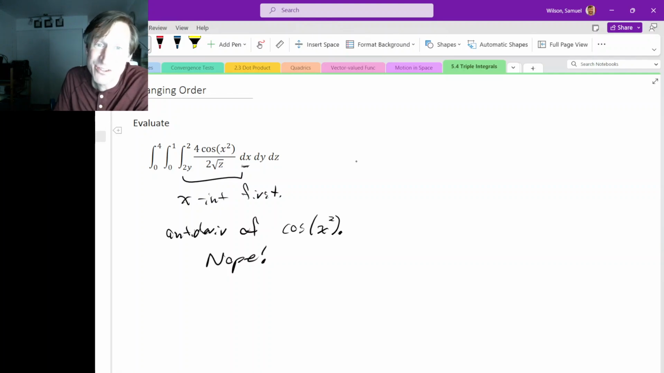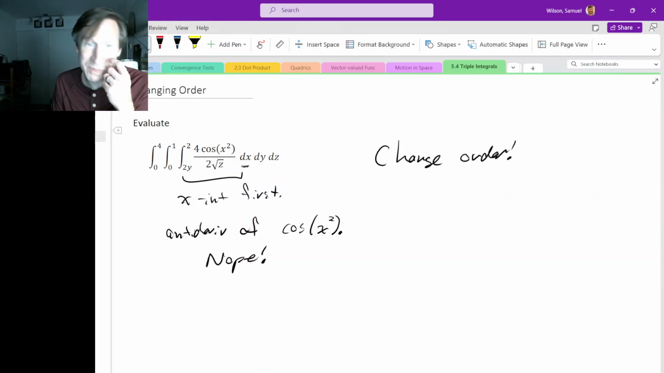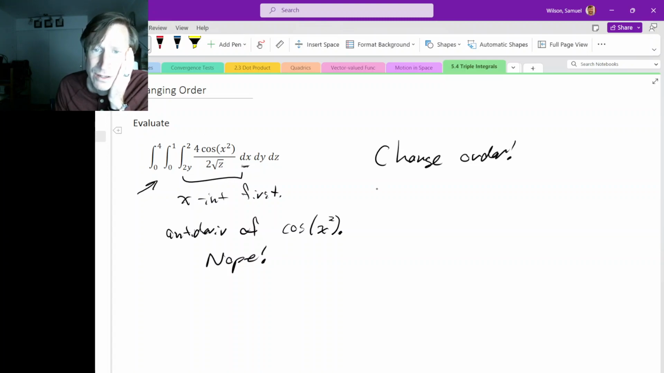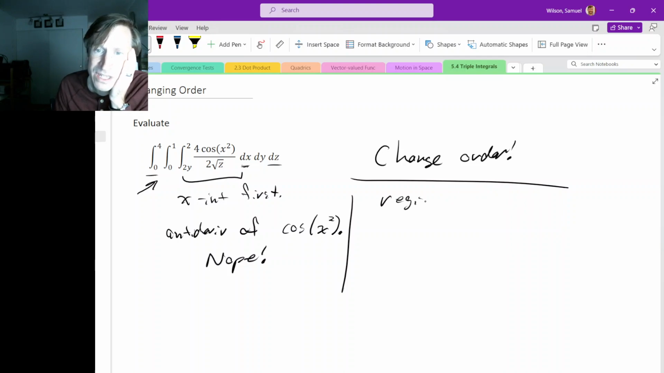So if we can't do the integral in this order, let's change the order to some other order. Maybe another order would be better. To do this, we're going to have to think carefully about what region these bounds are describing. So let's start from the outside. These outside bounds are z bounds. So for our region, in the z direction, it's from 0 to 4. The next bounds are y bounds, and those are from 0 to 1.